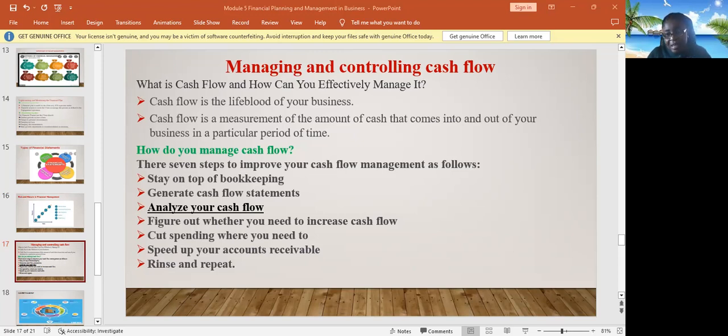Then cut your spending. That's another thing. You must cut your spending where you need to. When you see that much money is going out and at the end of it you are almost eating your capital, you must cut your expenditure. Overspending can result from either covering unnecessary expenses or paying for expenses at unstrategic times. You don't do that. If you're a good manager, you know when to spend money. Cut overspending to increase your cash flow.